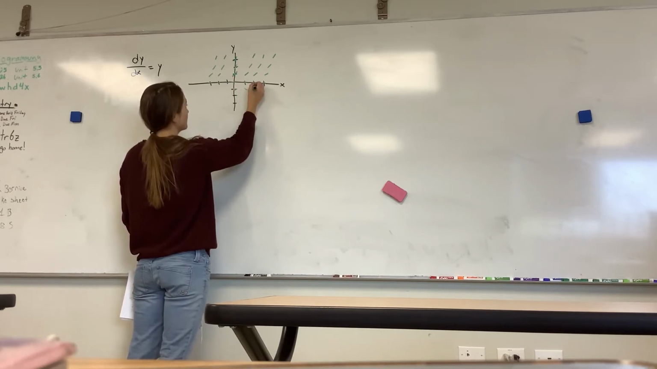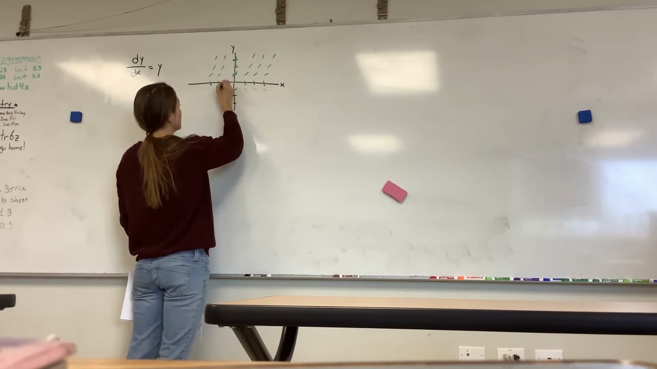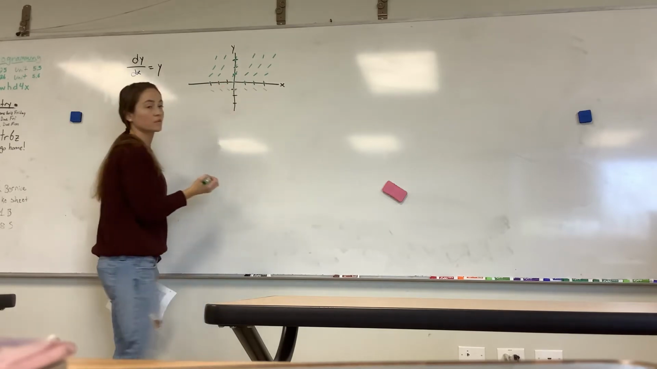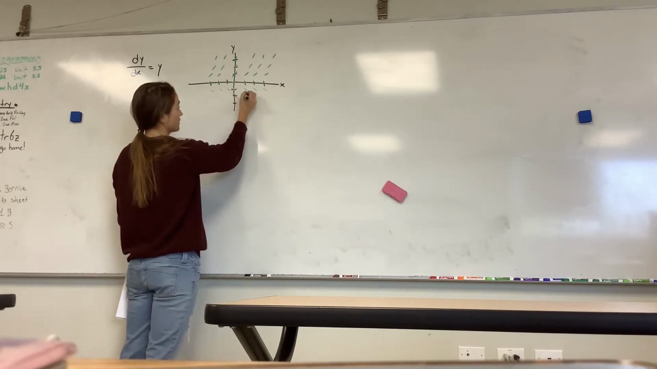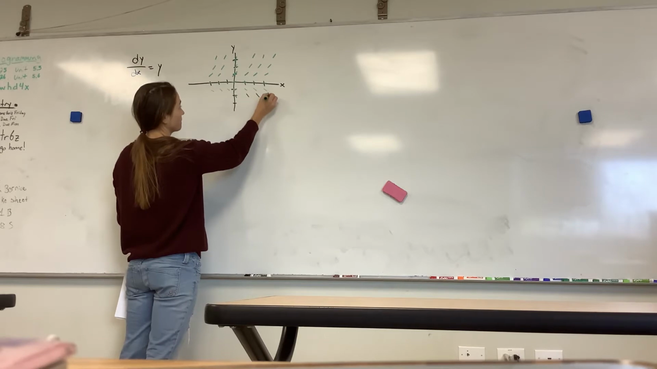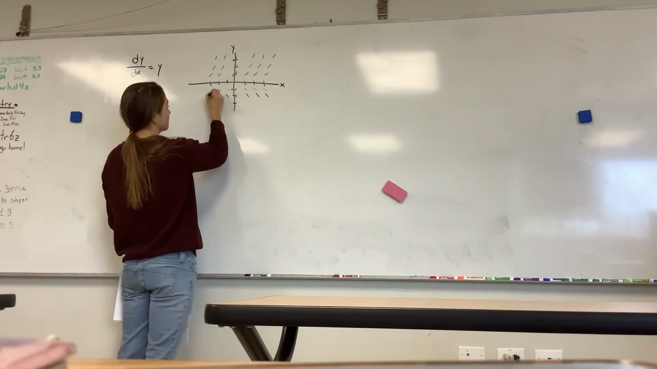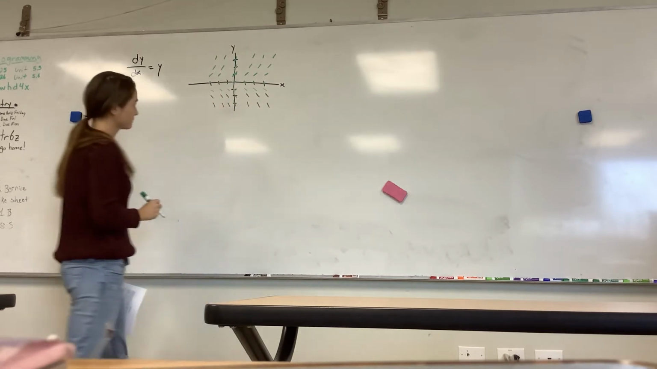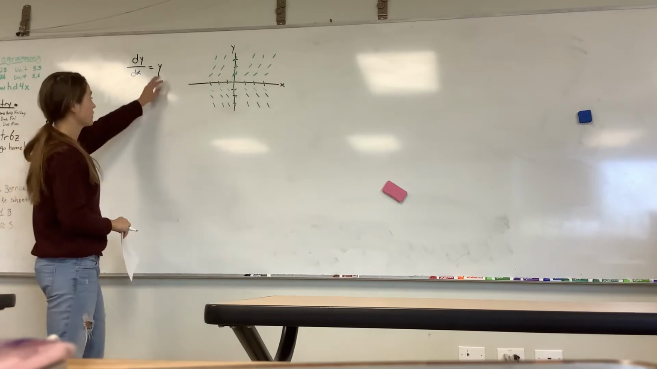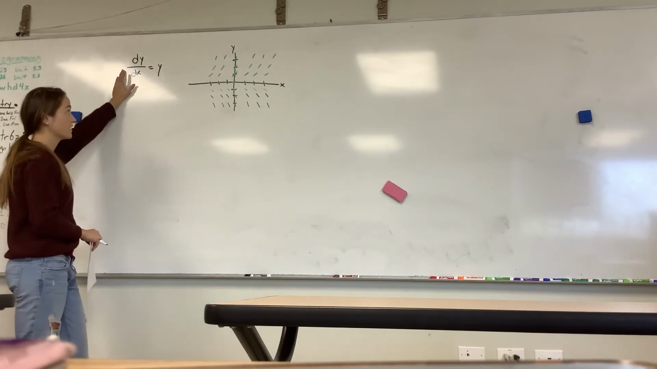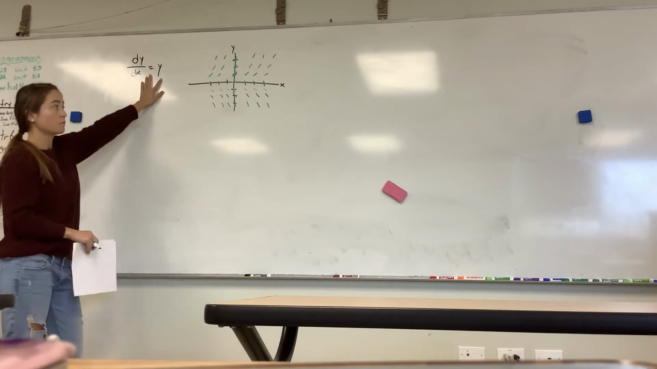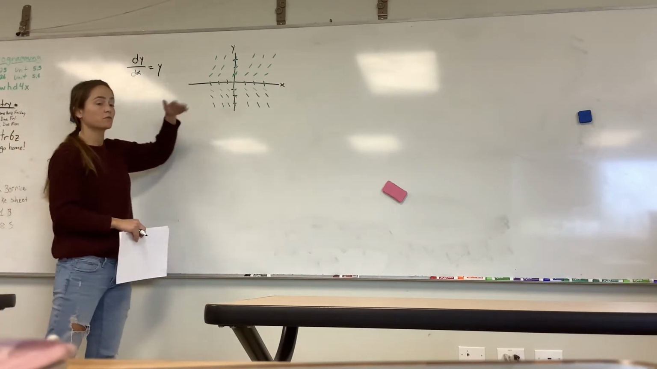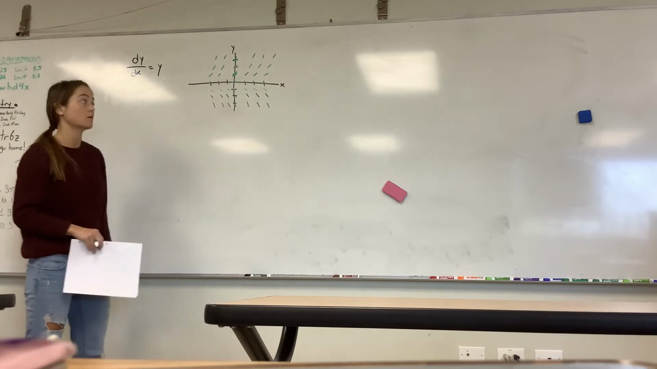-1, -1. If y equals -2, it's a little steeper of a negative slope. And then if y equals -3, it's even steeper. So all we're saying is that the change in y over the change in x, or the slope, for this particular example is equal to y. So whatever the y value is, that's what the rate of change of the slope is at that moment.